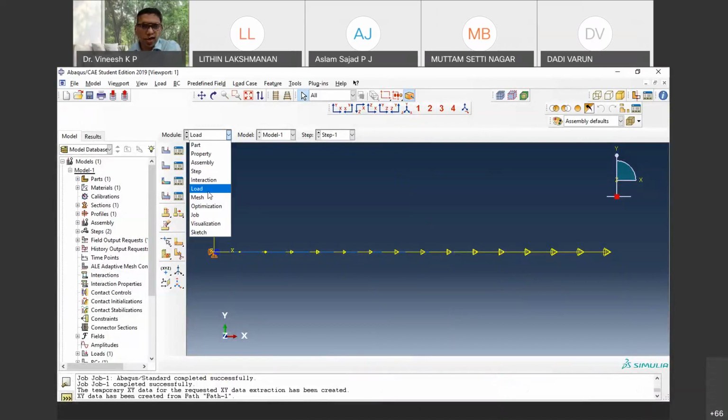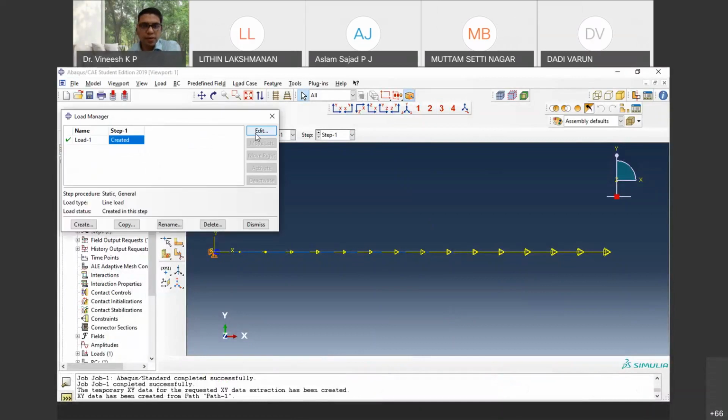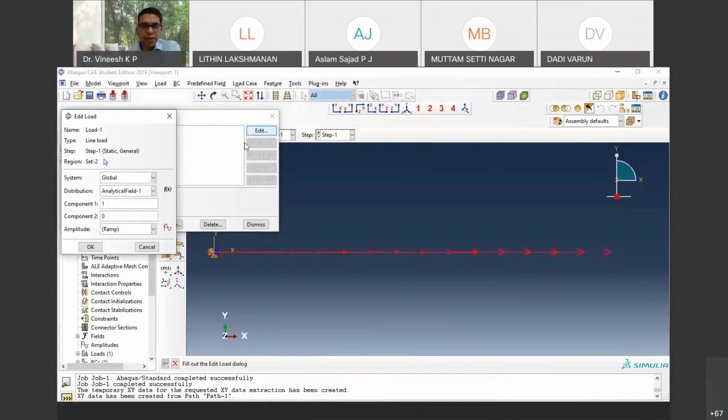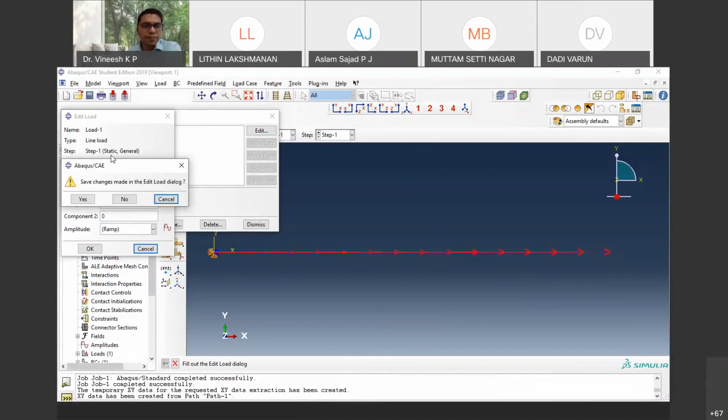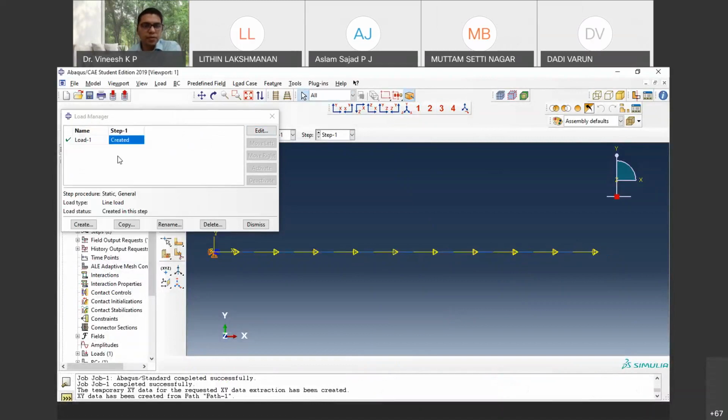We will delete this. We have created a load which is analytical, and we will delete that one. So we will delete this load and apply the loads as per the nodal values.